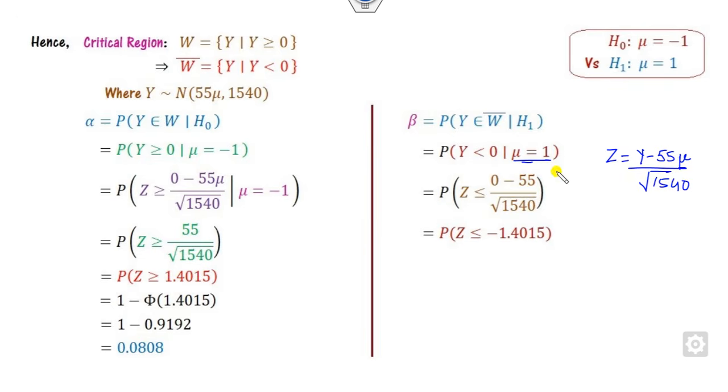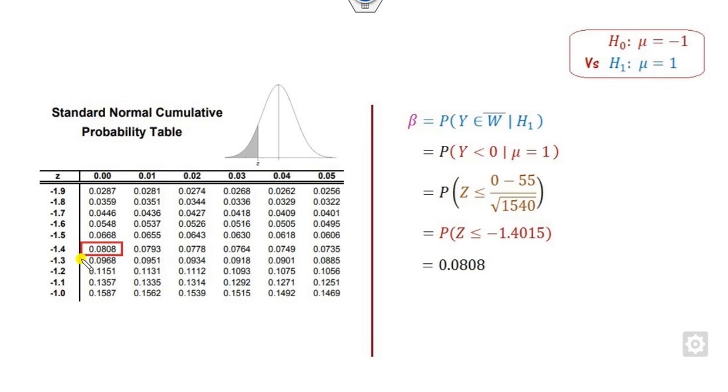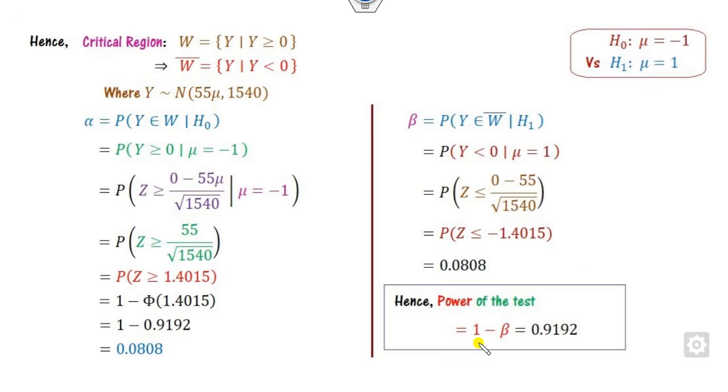Now corresponding to this, mu is my mu 1. Again you will get this value, minus 1.405, which you can take from the normal distribution table. This value is nothing but my beta. So therefore the power of the test is nothing but 1 minus beta.